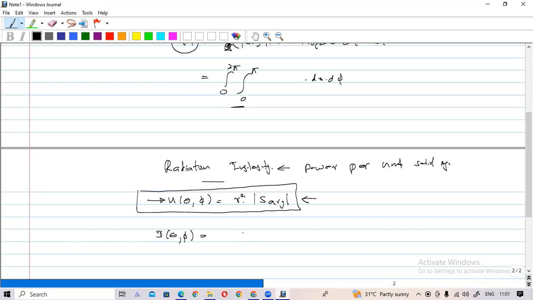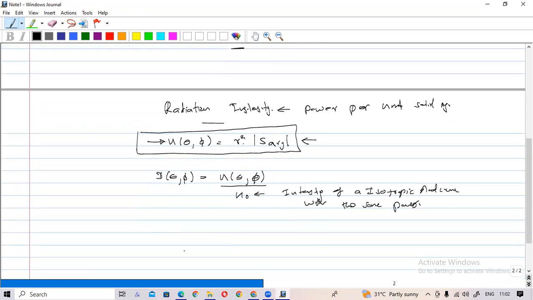And it is given as, maybe you can remember that, the radiation intensity divided by U naught. This U naught means the intensity of an isotropic antenna with the same power, okay? So these things we have discussed, okay? So this is how we find the directivity, okay?